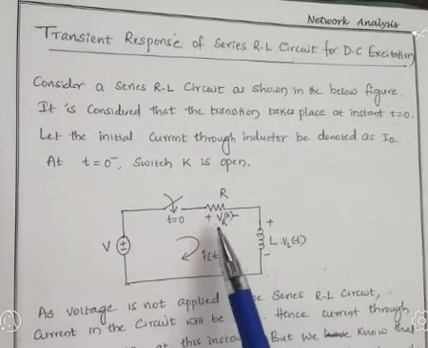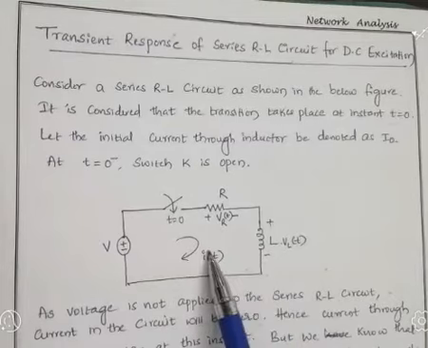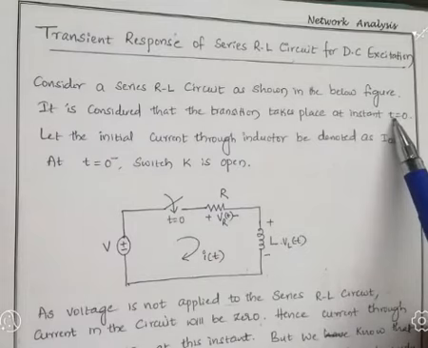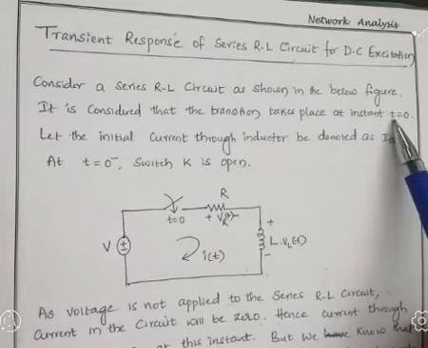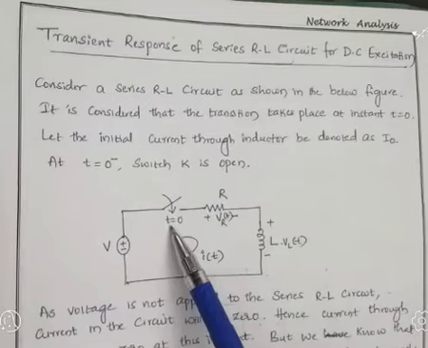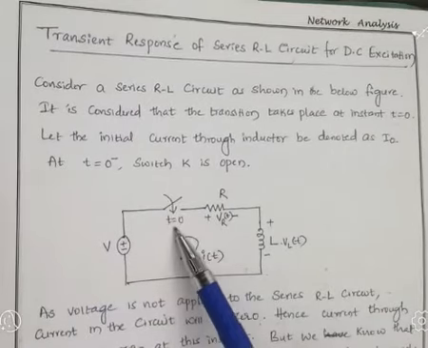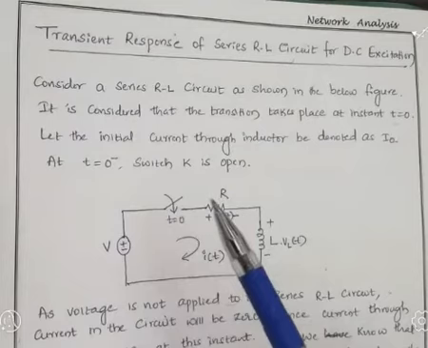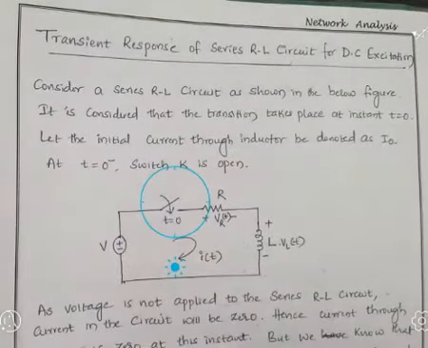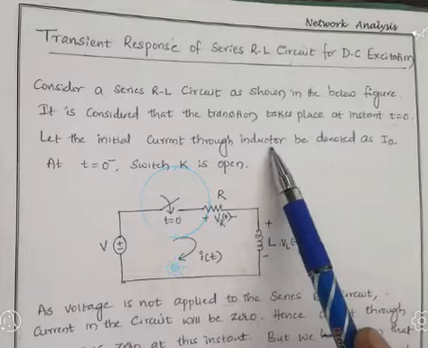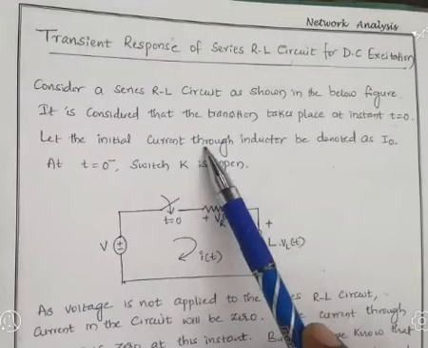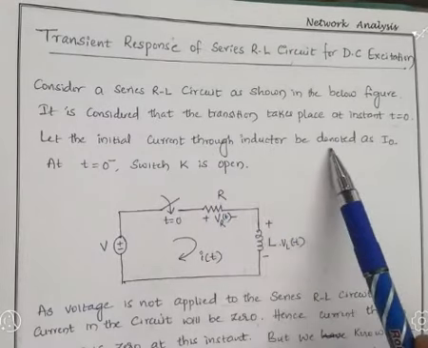Consider the series RL circuit. It is considered that the transition takes place at instant time t equal to 0. So this transition period we are going to analyze with two cases, t equal to 0 minus and t equal to 0 plus. Let the current through the inductor be I of t. The initial current flowing through the inductor is denoted as I naught.